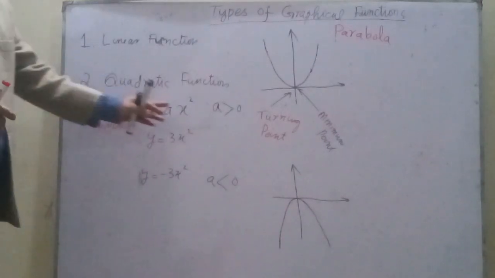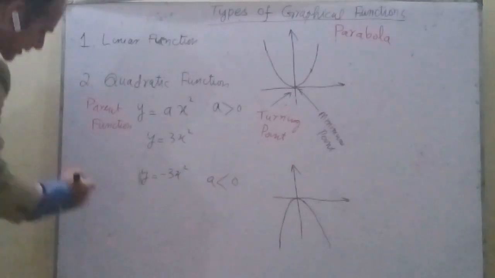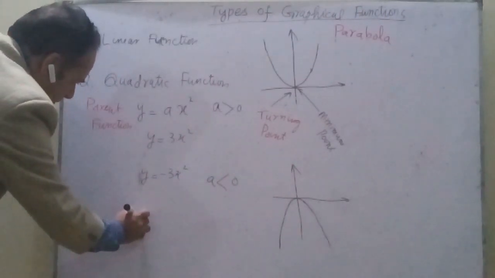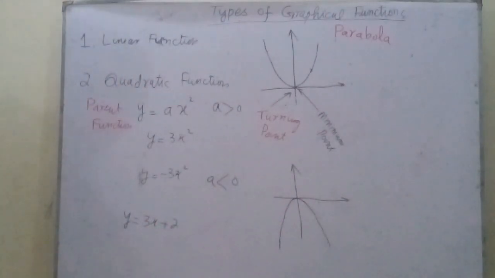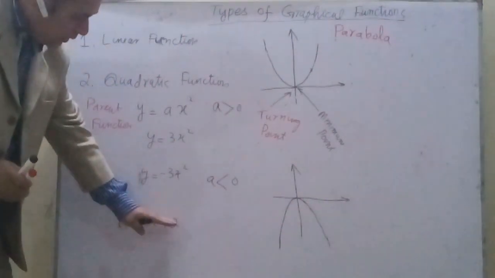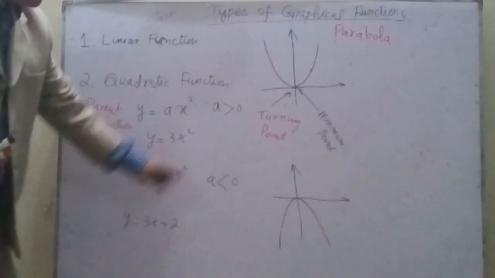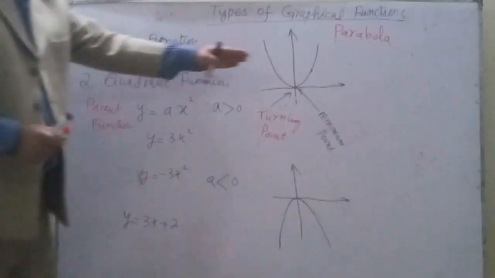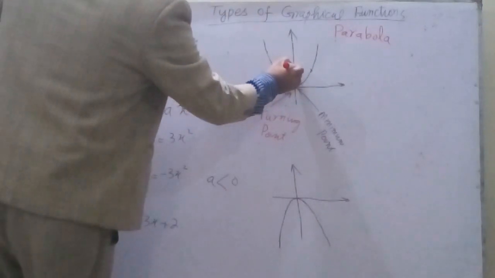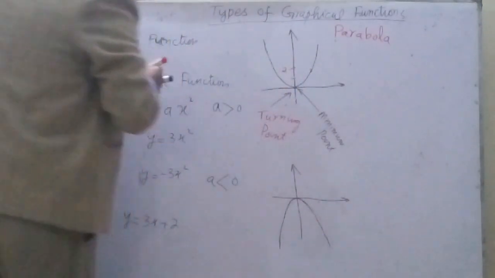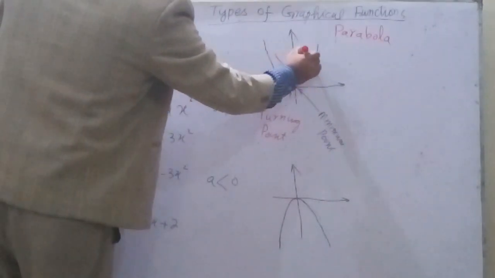If we add some number to this quadratic function, suppose we have a function like this: y is equal to 3x squared plus 2, what will happen? This parent function will shift 2 steps upward. As this number is positive, its graph will be an upward parabola, and this parabola will shift 2 steps upward. So it will come over here, 1, 2. This is 2 and the graph will be here. So in this case, the graph will be 2 steps upward.